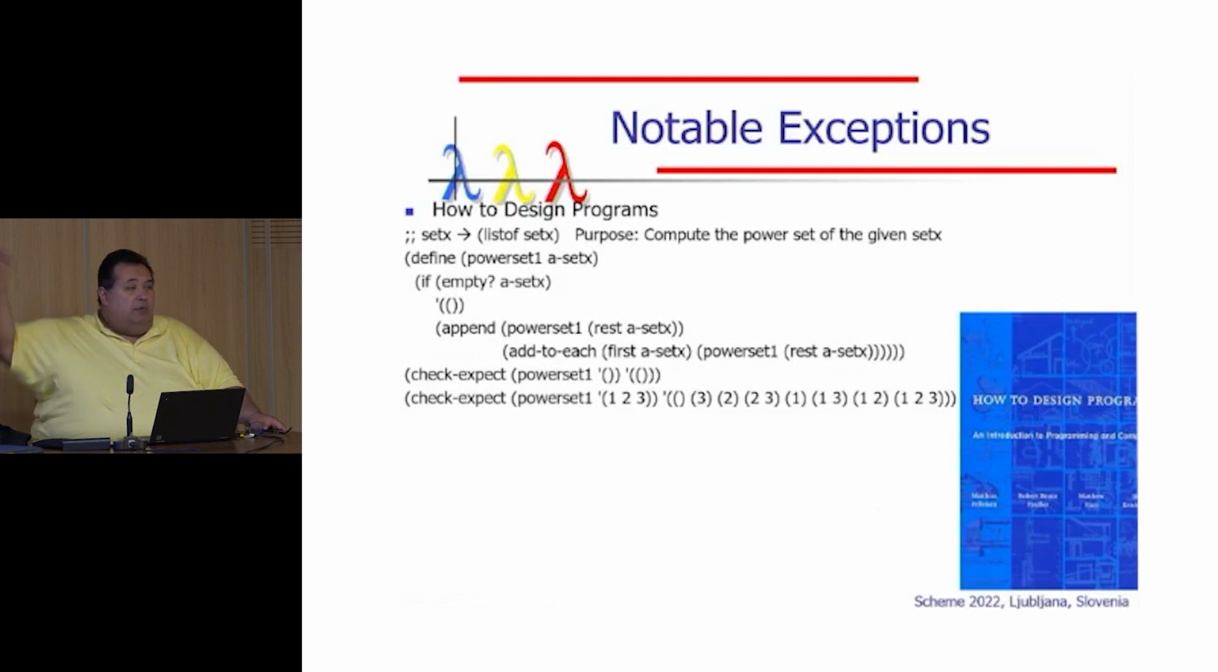So this is a function that students have written. And it makes sense. If it's empty, well, we return only the empty subset. And then if it's not empty, well, we compute the power set of the rest because that's what the design, what the template tells us to do. And then we have to add the first element to each element of the power set of the rest. And then we write these wonderful tests.